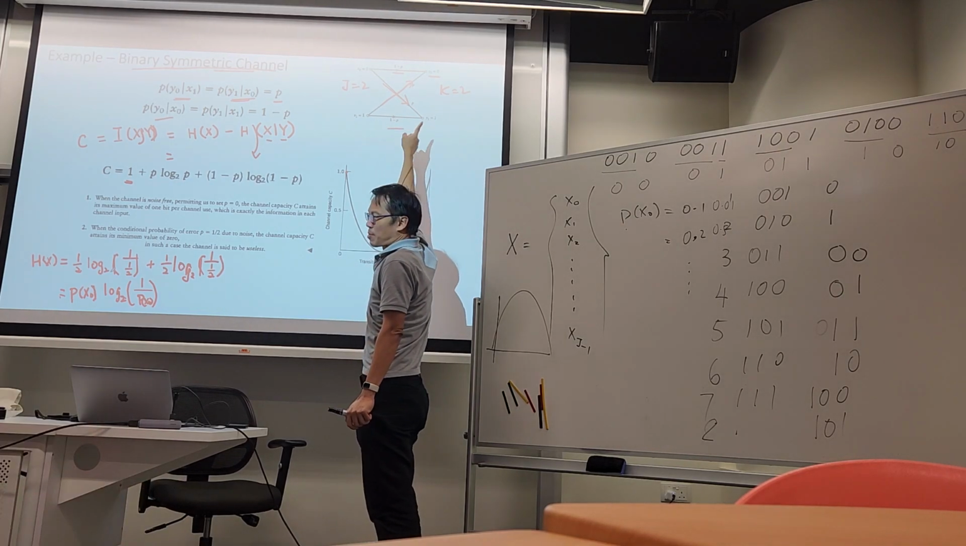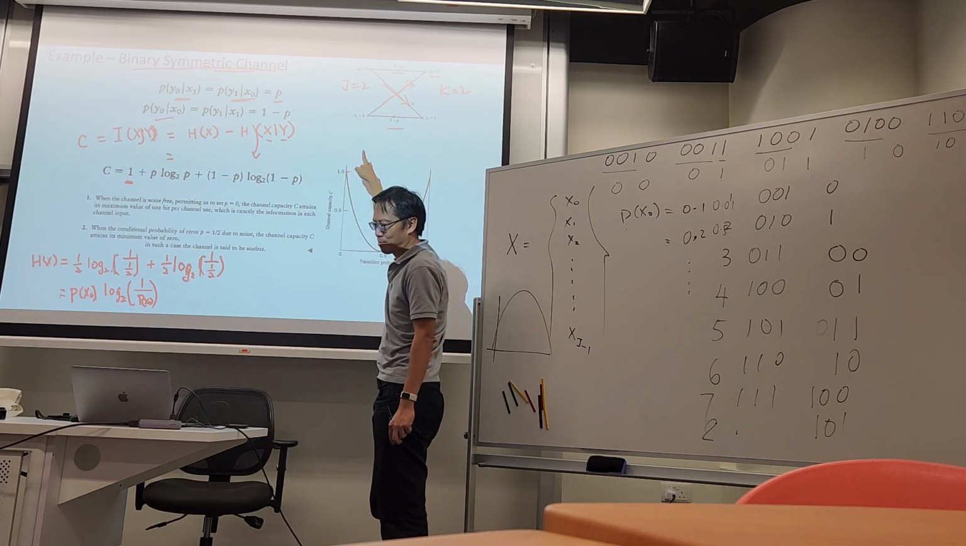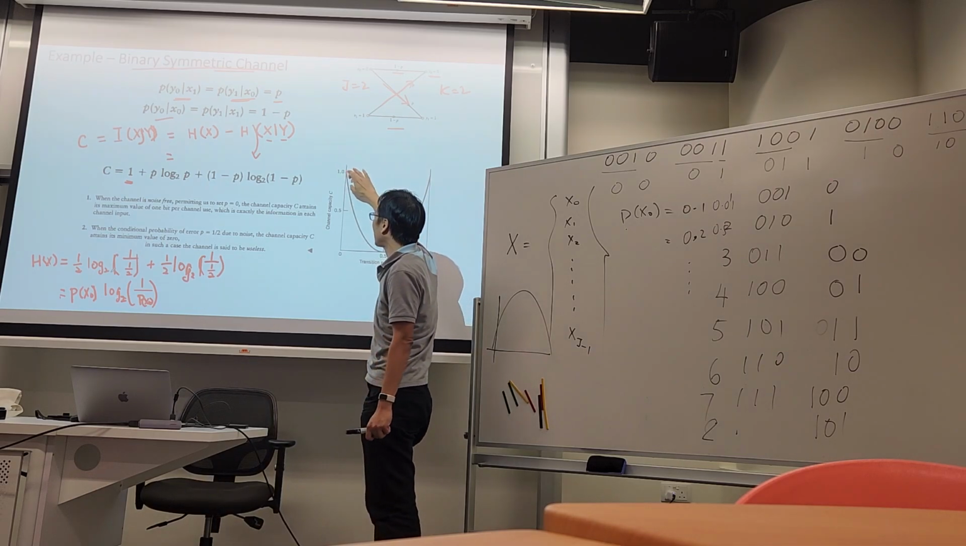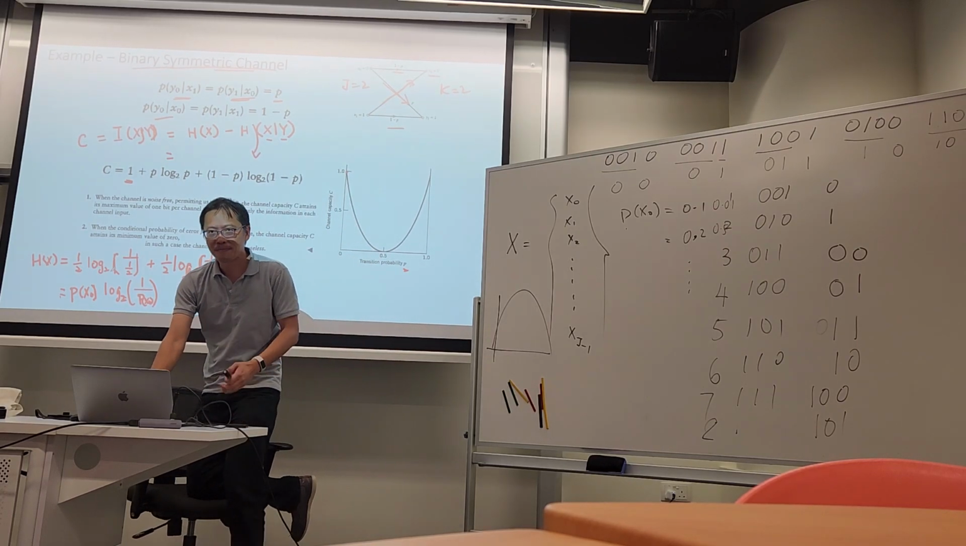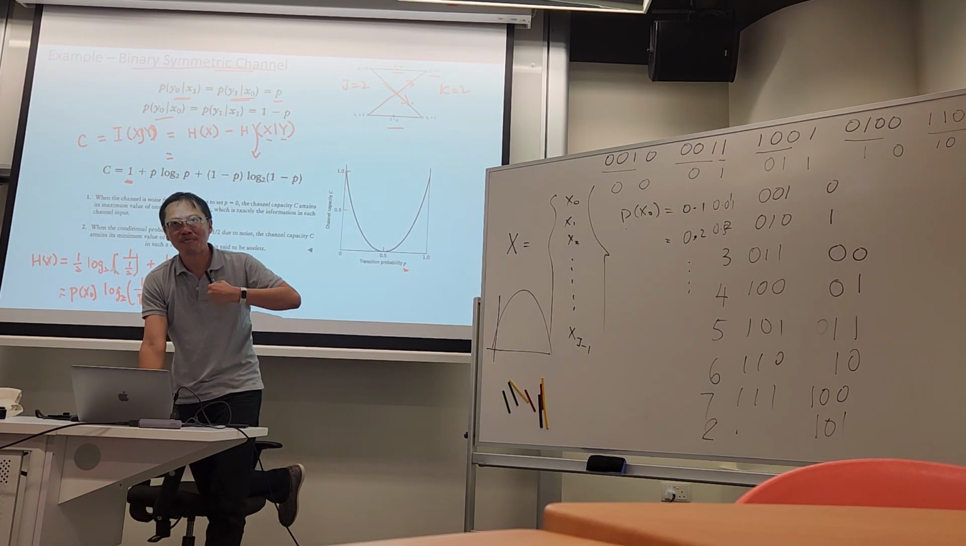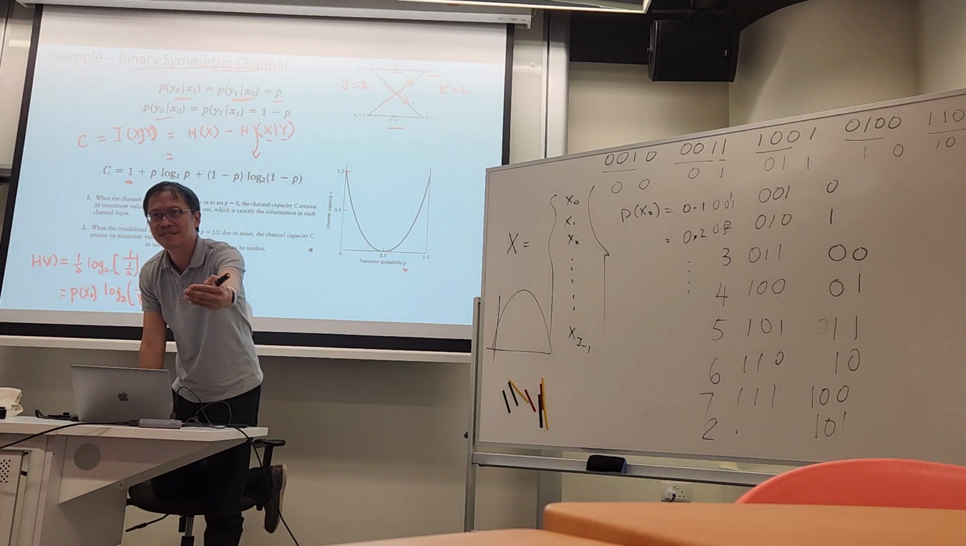When 0 is transmitted, 0 is being received; 1 is being transmitted, 1 is being received. So in that case, the channel capacity here is 1 bit per channel use. So every time I use it, I know 1 bit is being transferred. Okay?